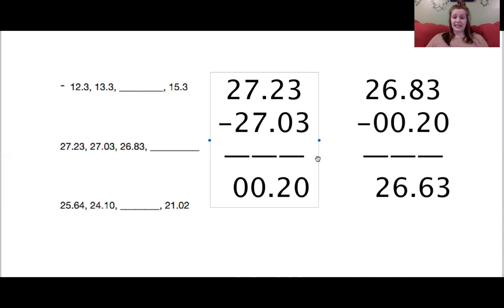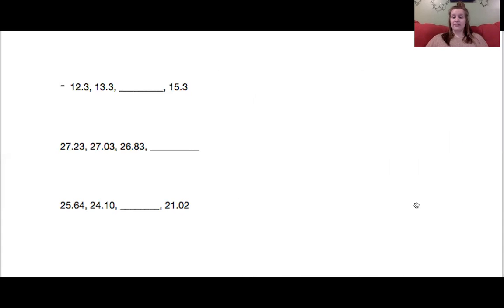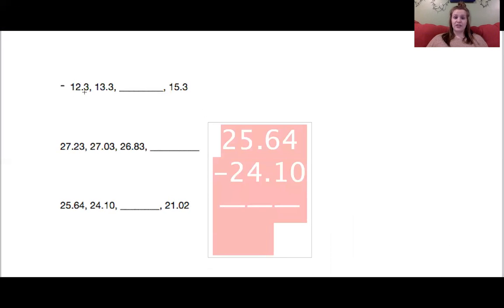All right, we've got this last pattern to solve together. Am I increasing or am I decreasing? I'm decreasing, that's right. How am I going to solve or figure out how much I'm decreasing by? That's right, guys. 25 and 64 hundredths minus 24 and 10 hundredths. So let's see if we can do that. See if you can do it in your head while I'm getting our ink ready.